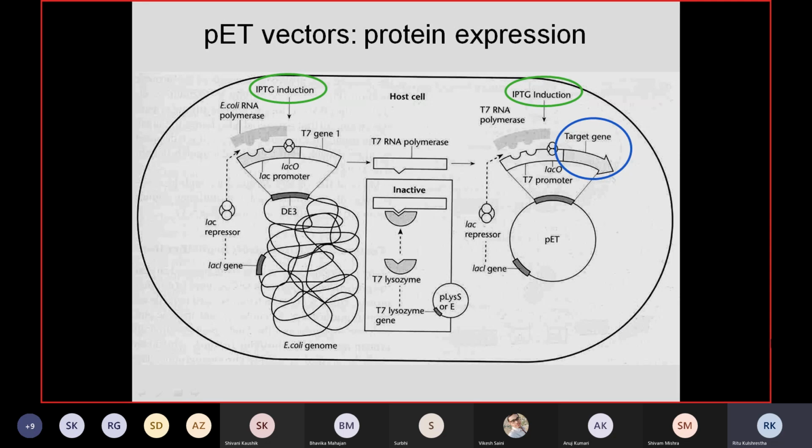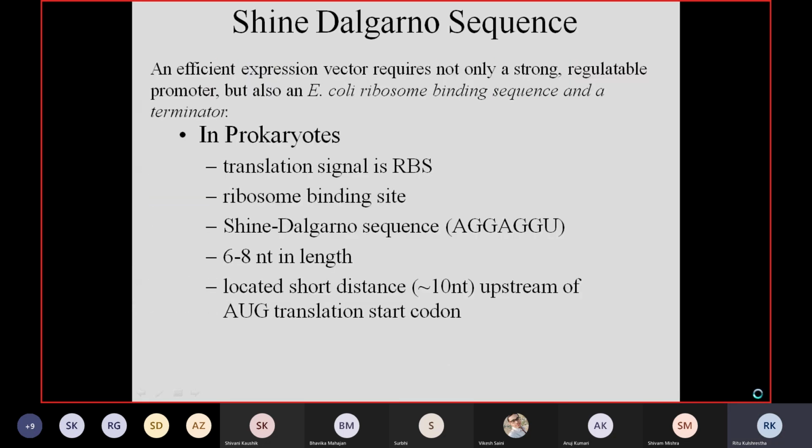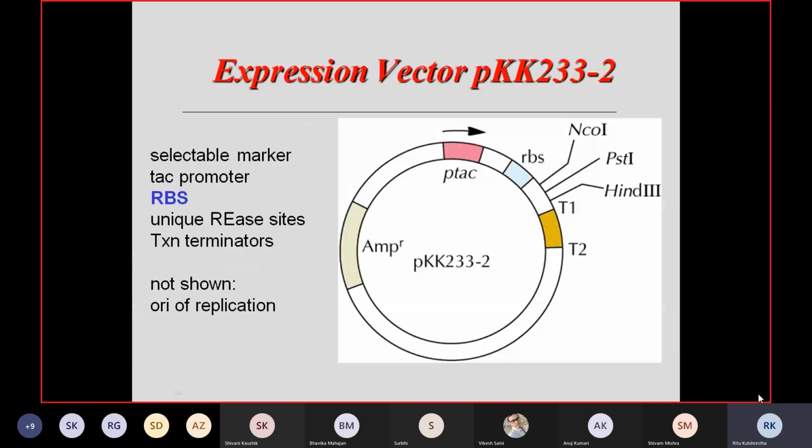How do you clone your fusion gene in pET vectors? There will be a separate class on that, as part of the practical or assignments that I've given you. So please go through these notes also, the Shine-Dalgarno sequence, etc. So this is just one diagram of one expression vector.